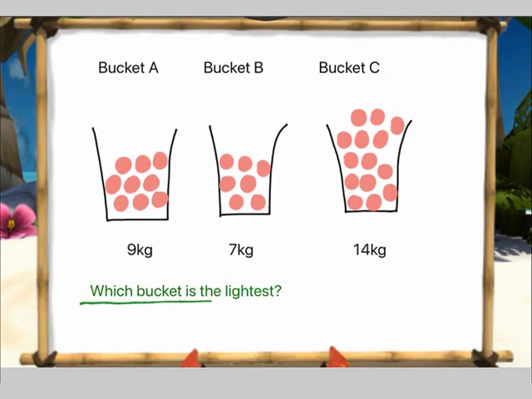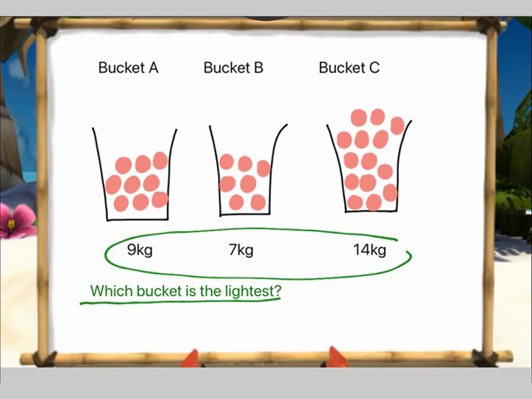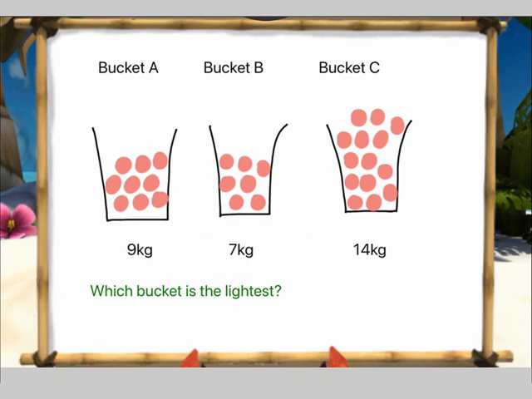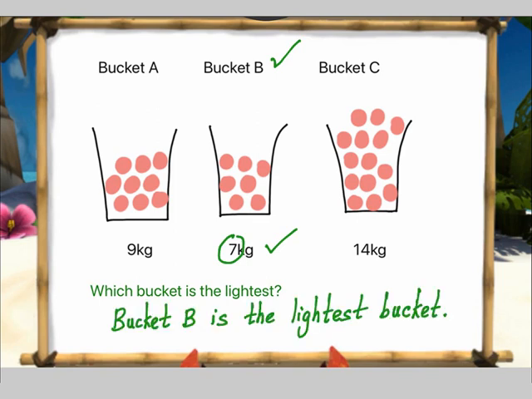Which bucket is the lightest? So again, let's compare all the three buckets. The bucket that has the lesser value is the lightest bucket. Okay, so 9, 7 and 14, when you compare the three numbers, 7 is the smallest number. So bucket B is the lightest bucket.